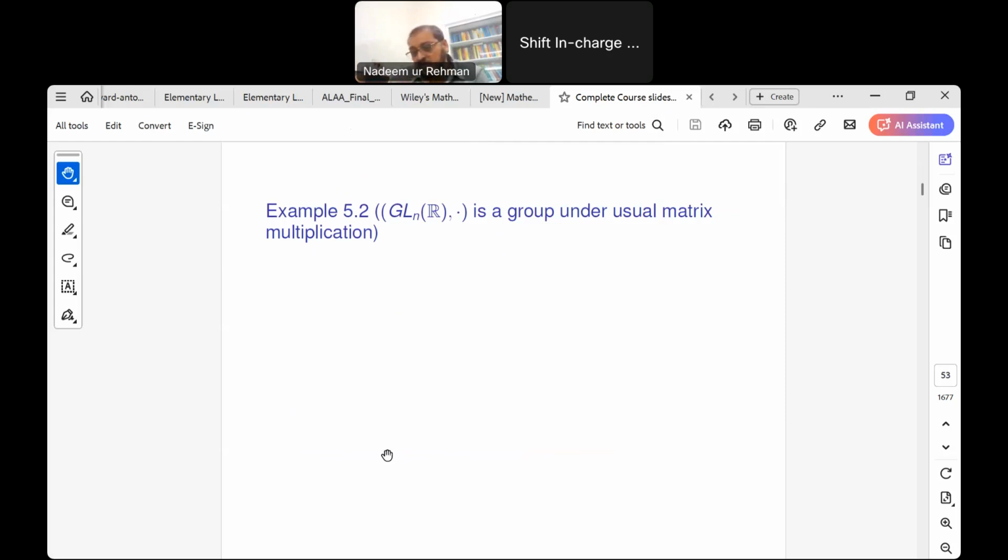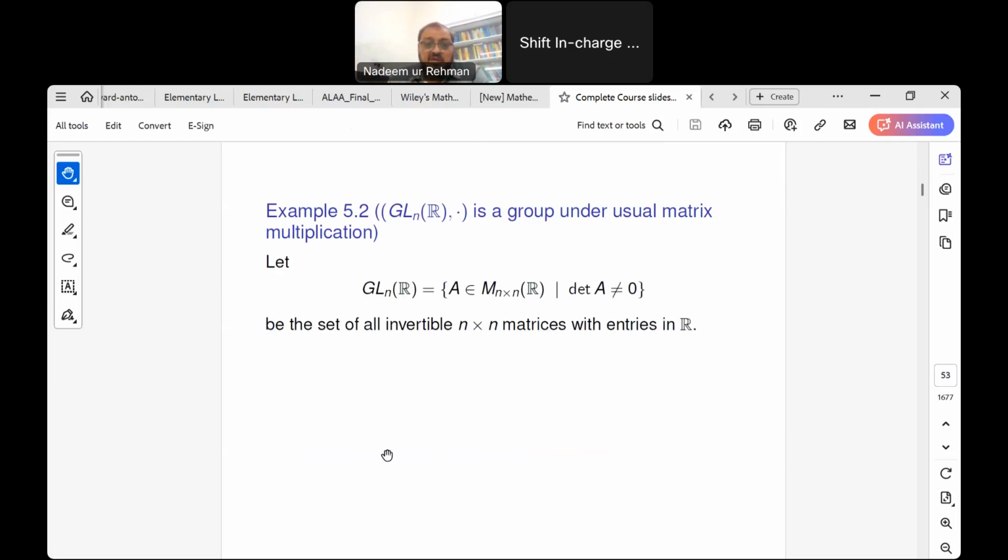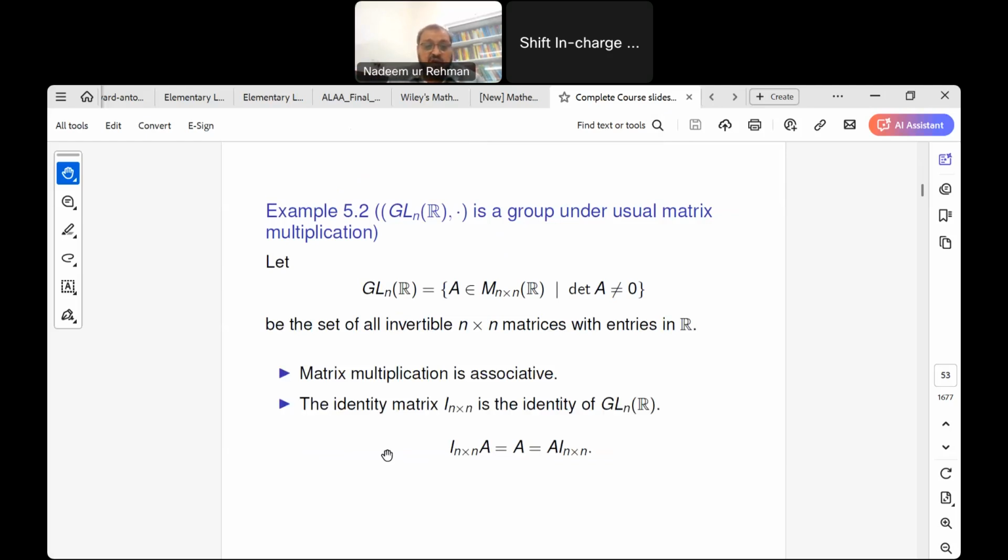The set has real elements. We take all the invertible matrices, which means the determinant of such a matrix is not equal to 0, and these form a group under usual multiplication, because matrix multiplication is associative. The identity element is clearly there: the identity matrix has determinant not equal to 0, so the identity is in GLNR.